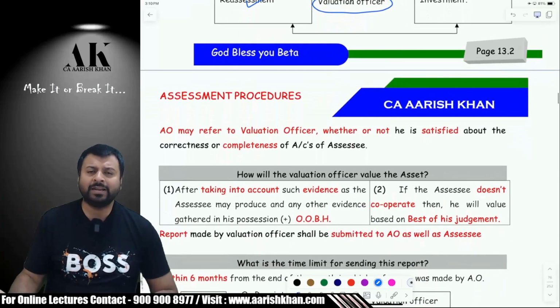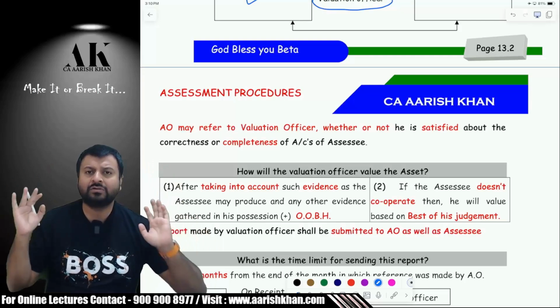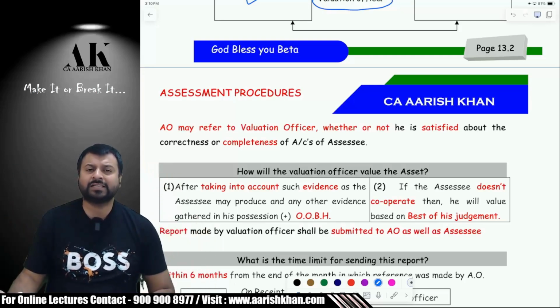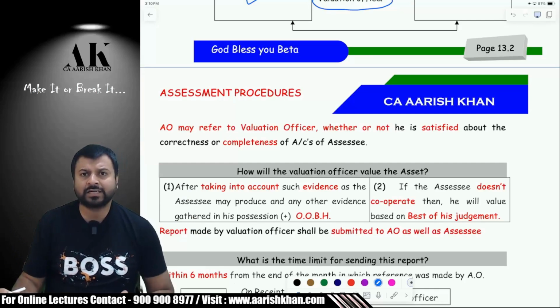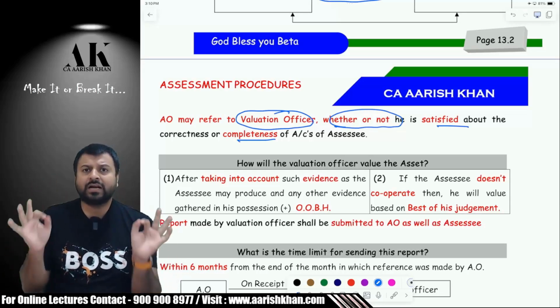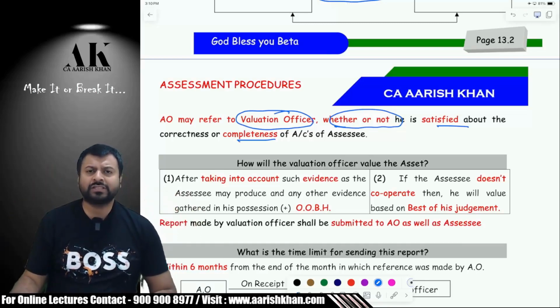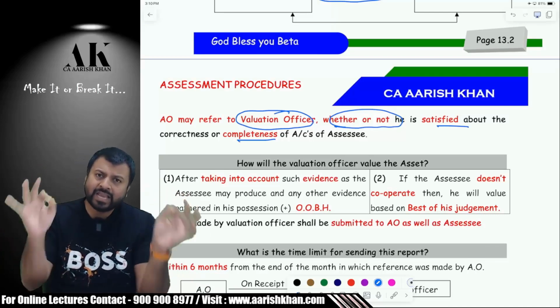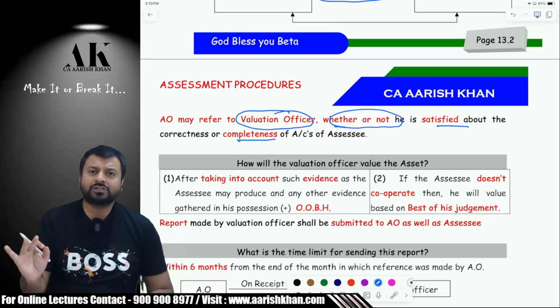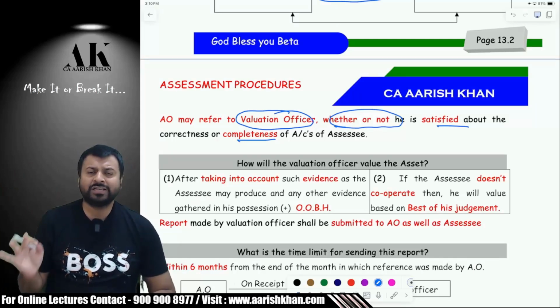Now earlier what used to happen? Earlier the law used to say that the AO can refer to the valuation officer only if the books of accounts are rejected by the assessing officer. But later on the government made an amendment in Finance Act 2014 which says that the AO may refer to the valuation officer whether or not he is satisfied about the completeness or correctness of the books of accounts. If the books of accounts are incomplete or incorrect, then also he can make a reference to the valuation officer, and if the books of accounts are complete and correct, then also he can make a reference. Moral of the story, completeness or correctness of books of accounts is not the criteria to go to the valuation officer. The AO is free to go to the valuation officer the moment he feels that the valuation is not proper.